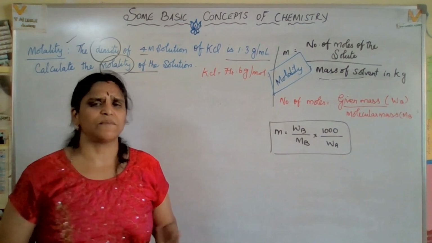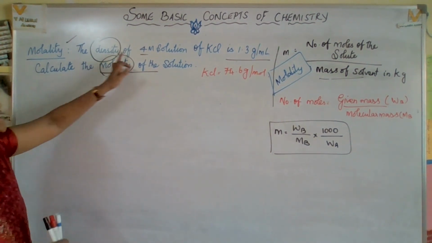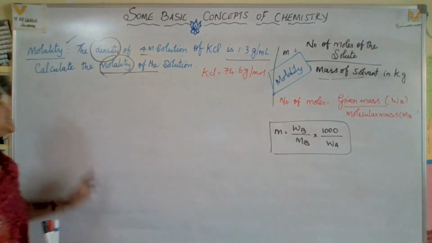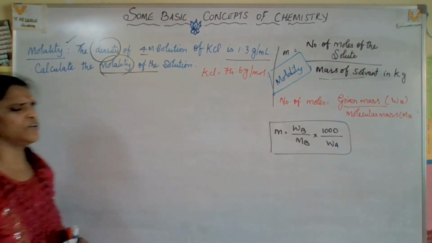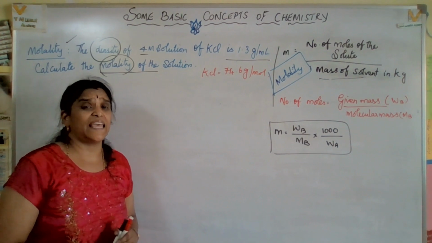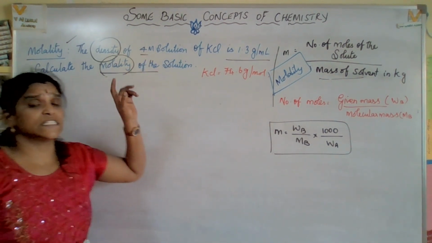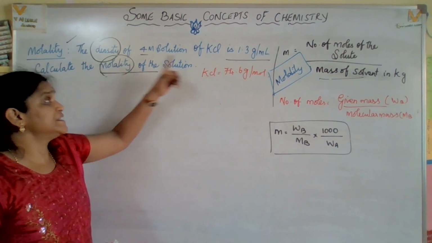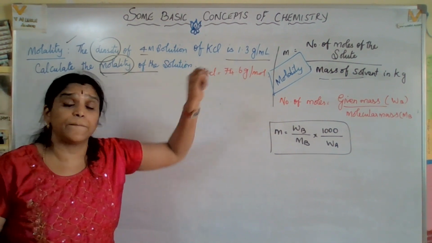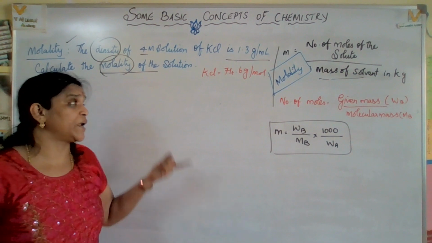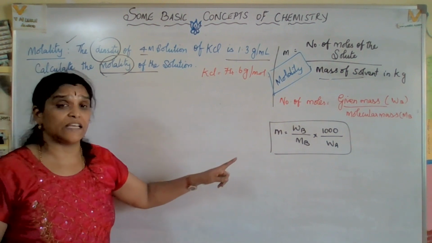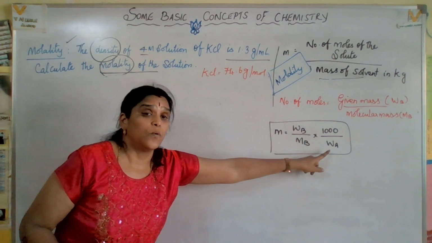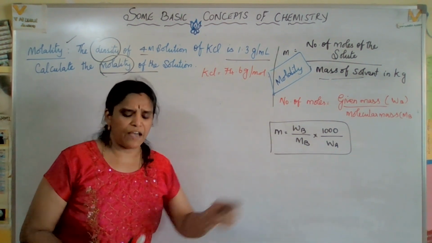The next question, something different. The density of a 4M solution of KCl is 1.3 gram per milliliter. Calculate the molality of the solution. See here, they have given 4M, that is 4 moles of solution, and the density of the solution, 1.3 gram per milliliter, they have also provided. They are asking for the molality. But here they did not provide the given mass, and the mass of the solvent we have to identify.